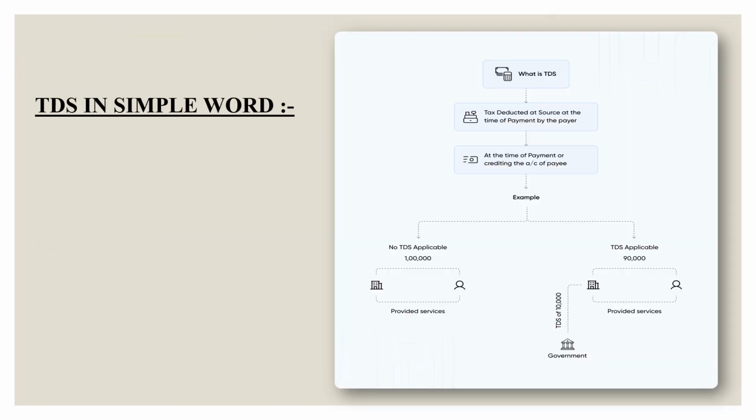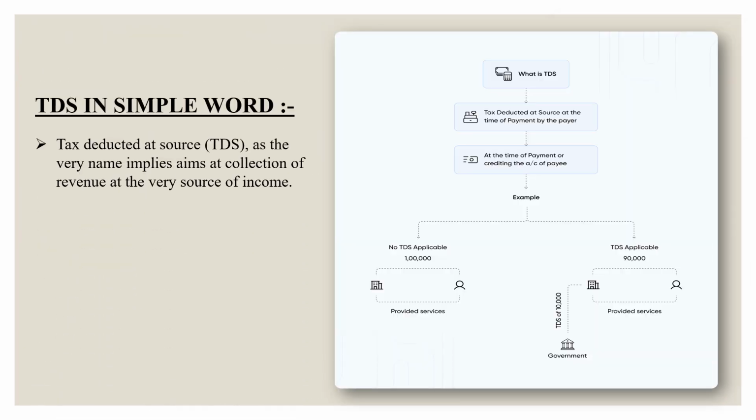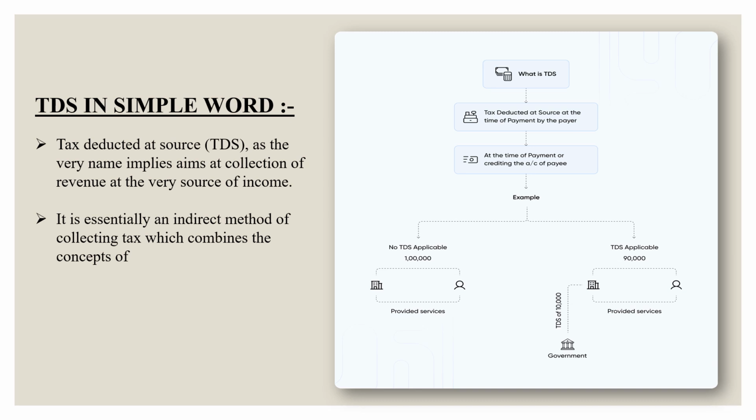TDS in simple words. Tax deducted at source, TDS, as the very name implies, aims at collection of revenue at the very source of income. It is essentially an indirect method of collecting tax which combines the concepts of pay as you earn and collect as it is being earned.